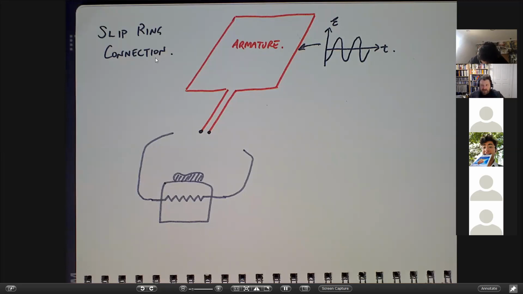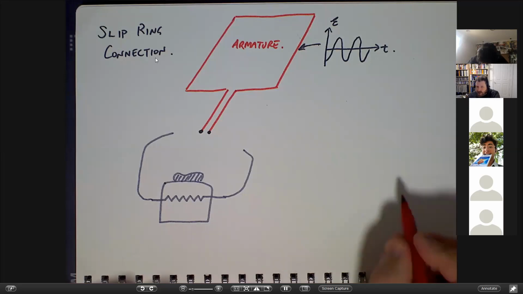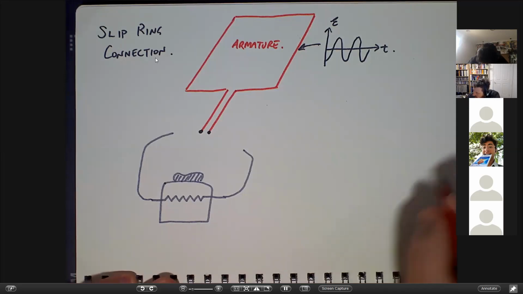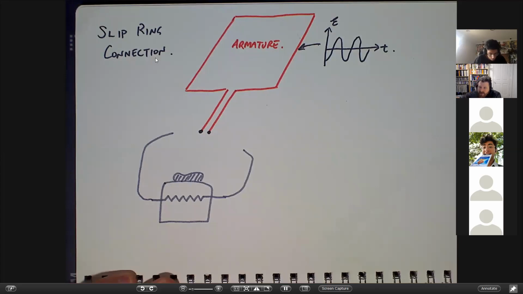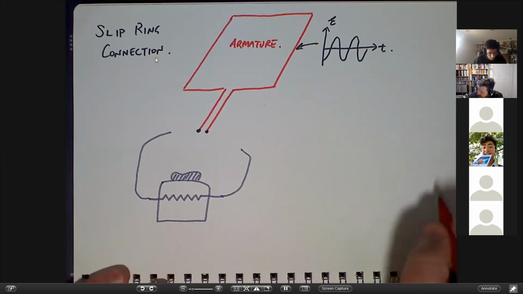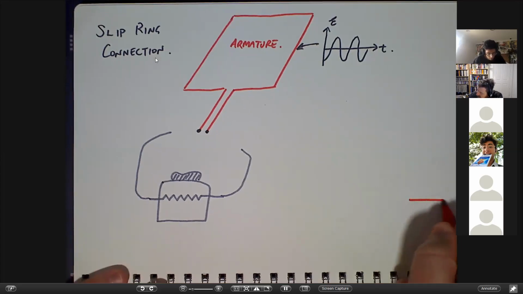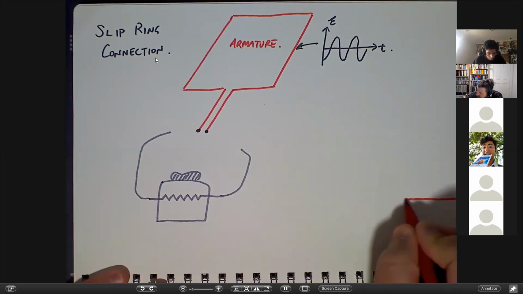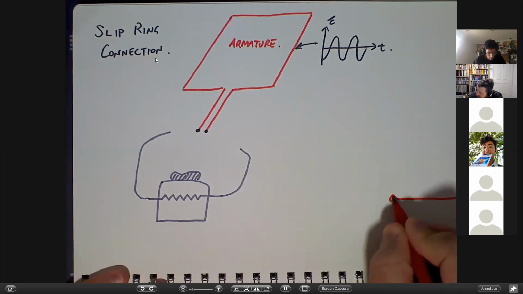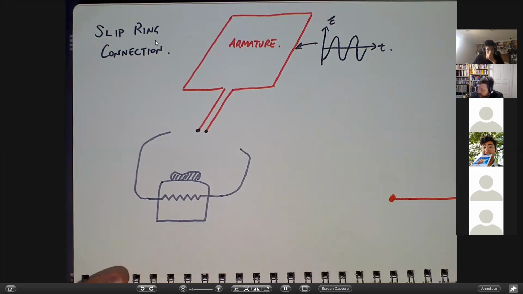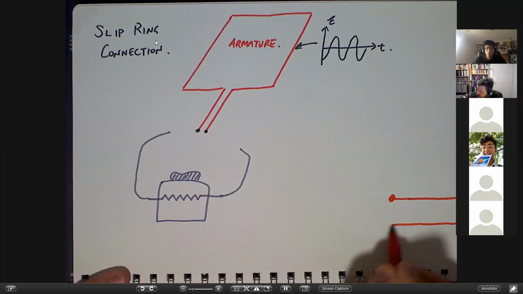In order to show this, I'm just going to draw a little side-on view. So the loops are over here off screen to the right, and here are the terminals coming out. What we do is we actually make one of the arms much longer than the other.